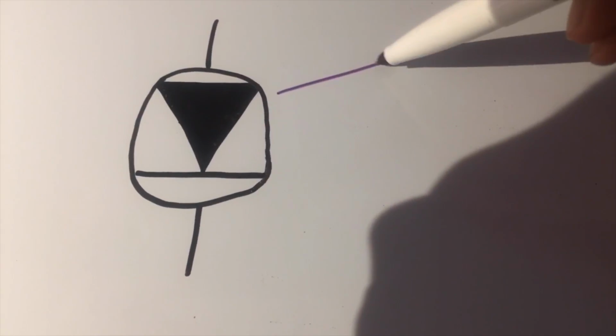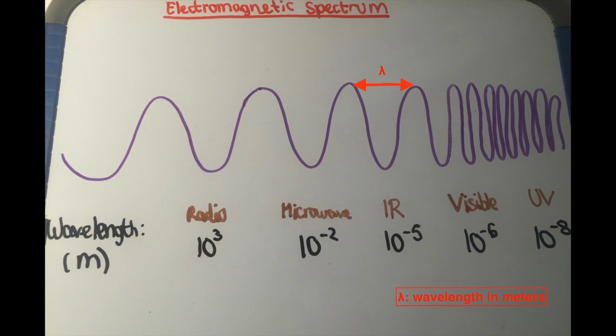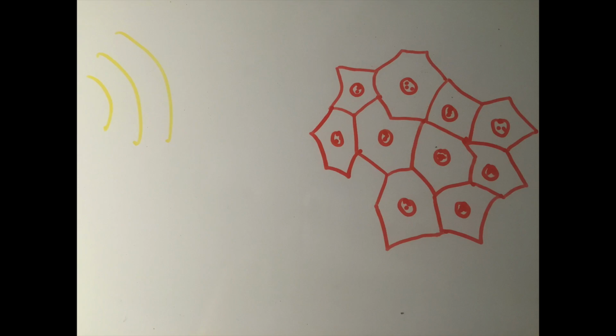A laser diode typically emits radiation in the near-infrared region of the electromagnetic spectrum. We can see that the magnitude of the wavelength of the IR radiation is 10 to the minus 5. Light typically has low interactivity with biological tissues. That is why IR radiation is used.